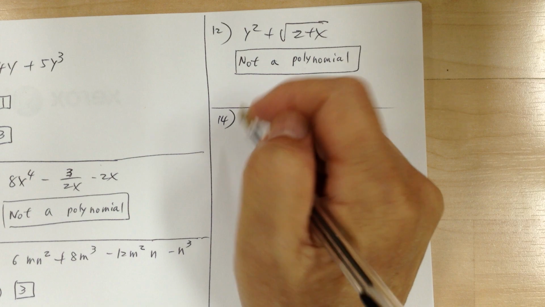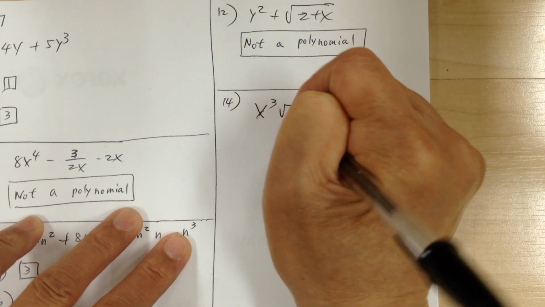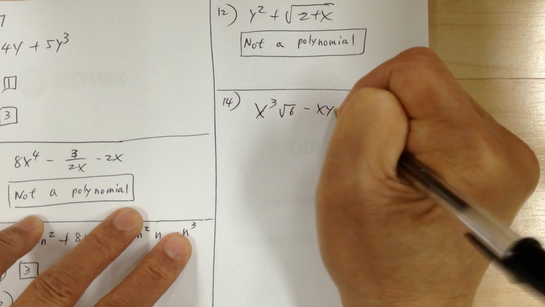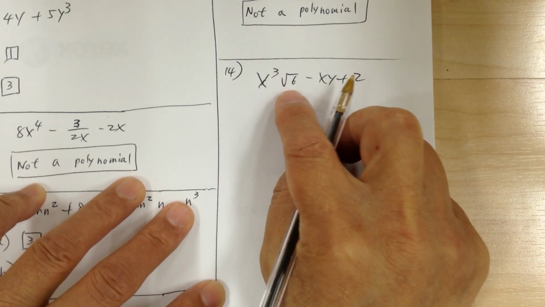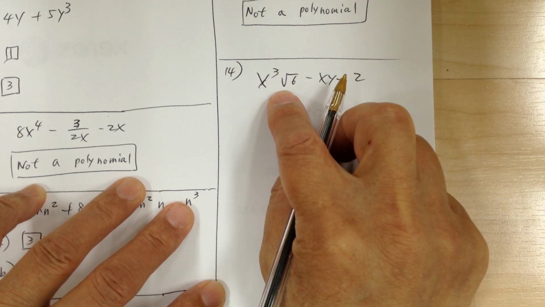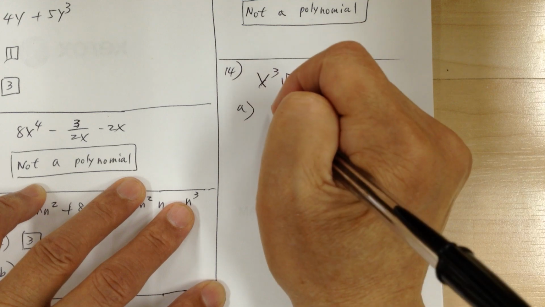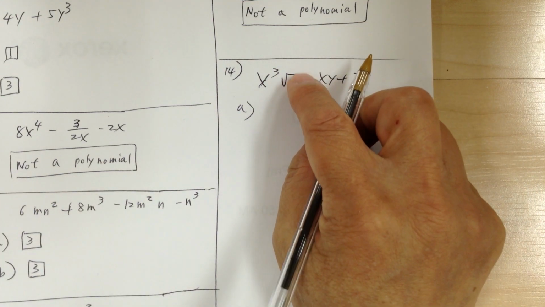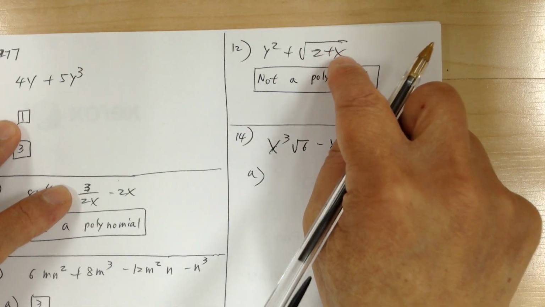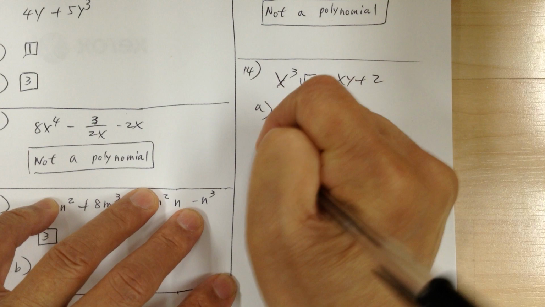Okay, number 14, you have x cubed square root of 6 minus xy plus 2. See, this is a number, it's like a coefficient, okay? So for A, the first term would be the third degree because this is a cube, okay? So it's okay to have the number inside the square root, but you cannot have a variable inside the square root. So this one would be third degree, okay?